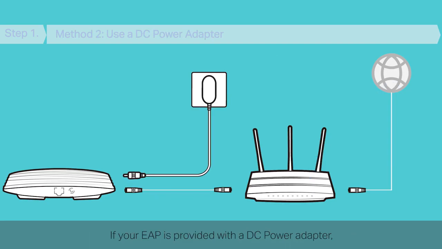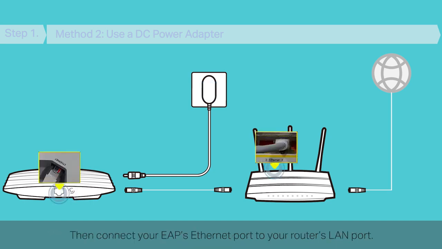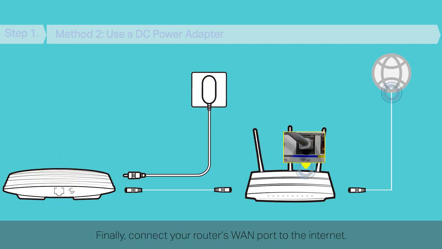If your EAP is provided with a DC power adapter, connect your EAP's power port to a power outlet using the power adapter. Then, connect your EAP's Ethernet port to your router's LAN port. Finally, connect your router's WAN port to the internet.